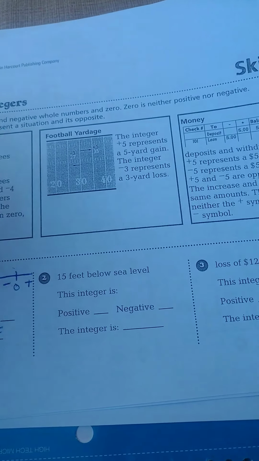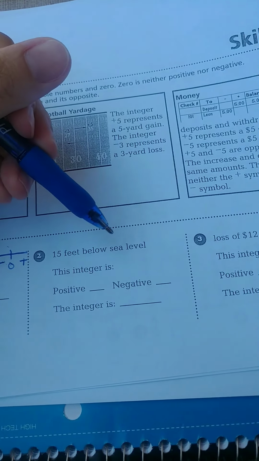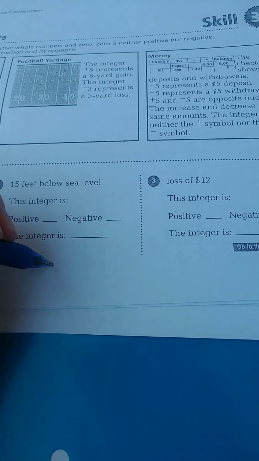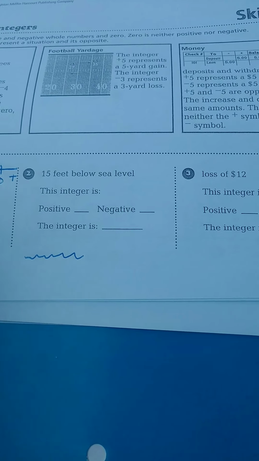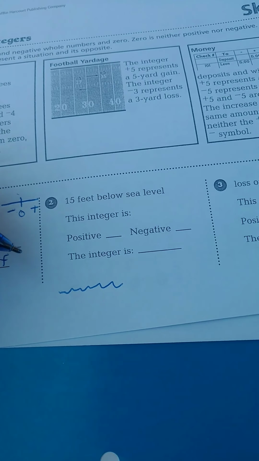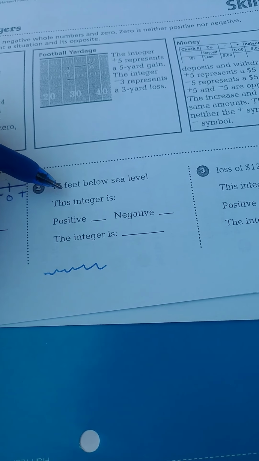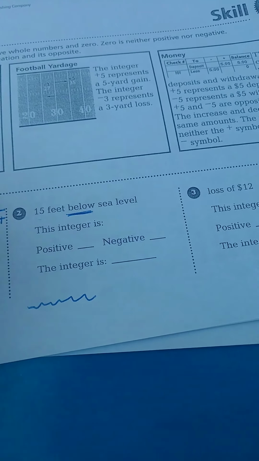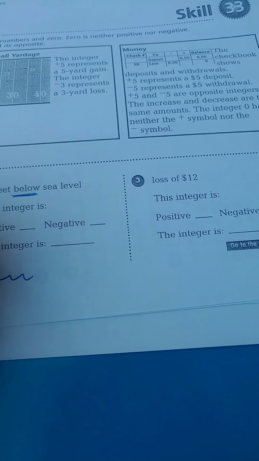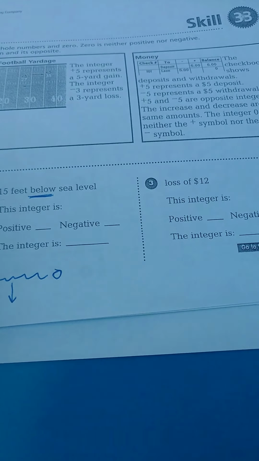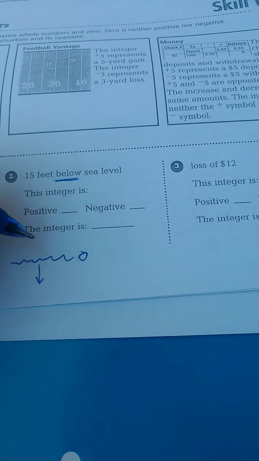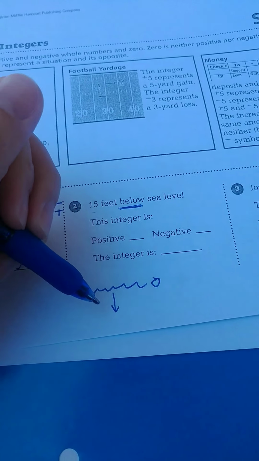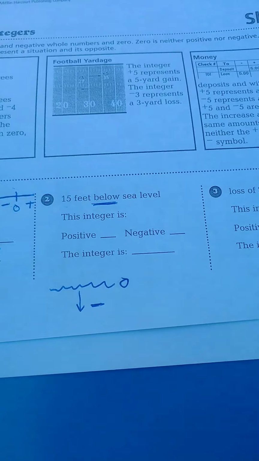Okay, for number 2, it says 15 feet below sea level. If it helps you, draw a little sea. I've got some waves going on, some funky waves. If it says 15 feet below sea level, our keyword right here is below. Here is my sea level at 0. This is below. Again, if we look at the vertical number line, if we go below 0, we're in the negatives. So this is my negative integer.